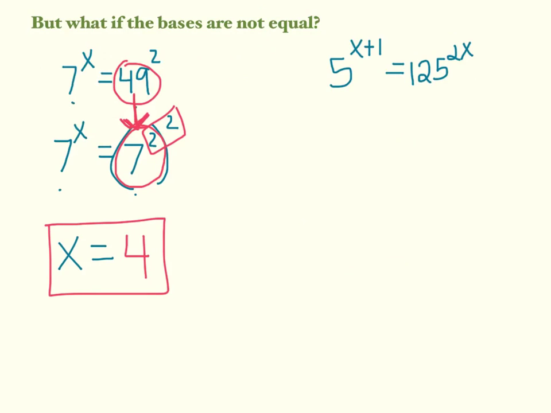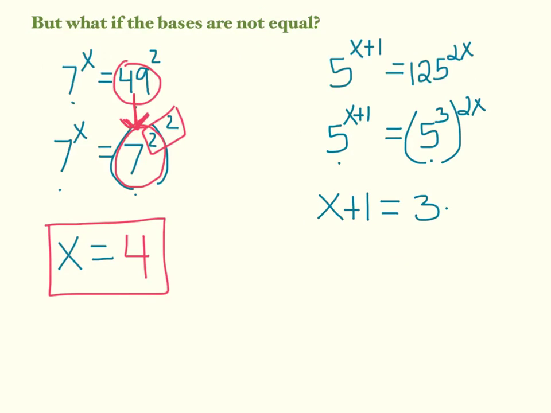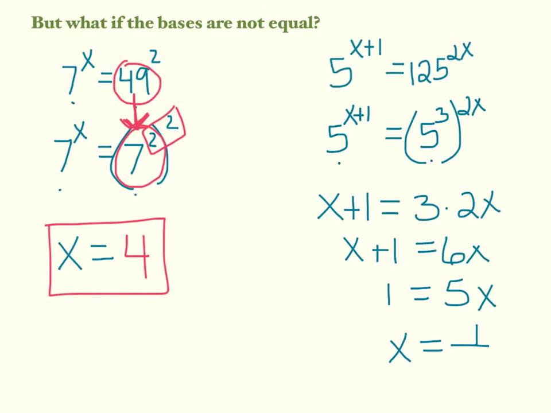So try this one. 5 to the x plus 1 power equals 125 to the 2x power. We should know that 125 is 5 cubed. So I'm going to change the 125 to 5 cubed, and we have 5 to the x plus 1 equals 5 cubed to the 2x. So now that these 5's match, we can set the exponents equal to each other. X plus 1 equals 3 times 2x. X plus 1 equals 6x. Take away the x, we get 1 equals 5x, and that means that x is 1/5. And that's it.